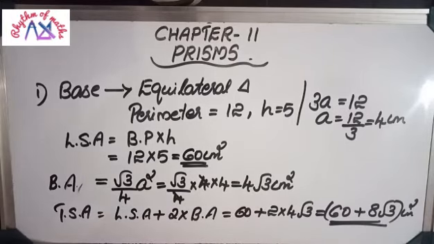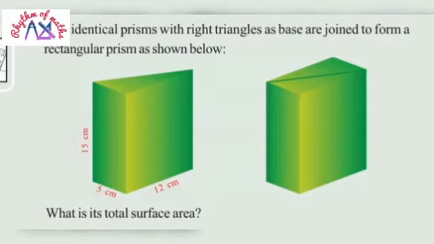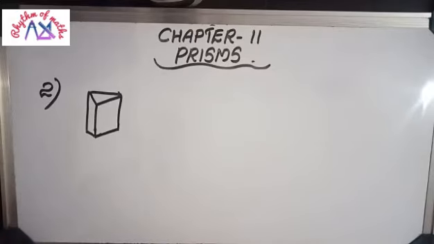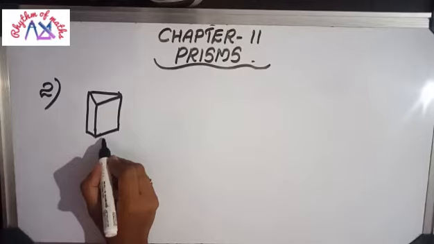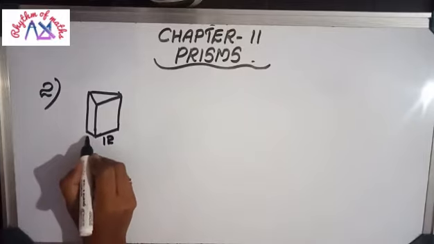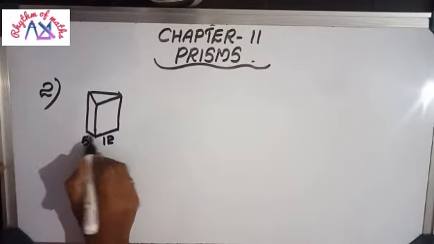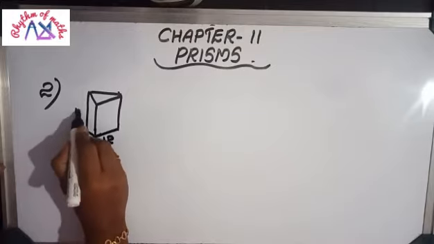Now let's do the second question. The second question is, two identical prisms with right triangles as base are joined to form a rectangular prism as shown below. What is its total surface area? Here we have two right triangle prisms with the length as 12 centimeter, breadth as 5 centimeter and height as 15 centimeter.